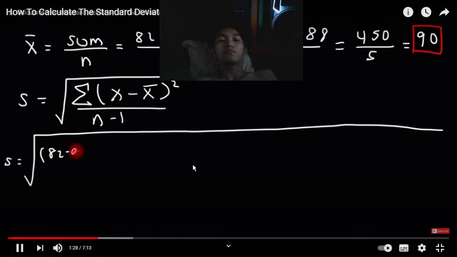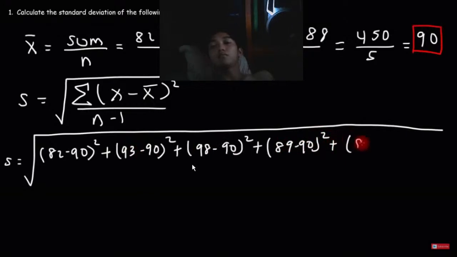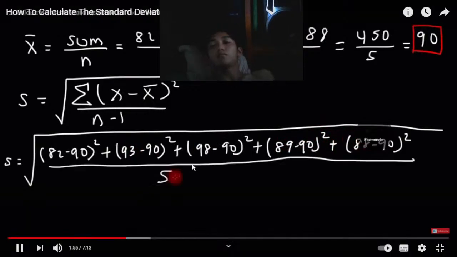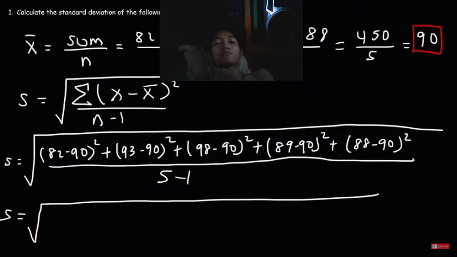So the mean is 90. n minus 1 is going to be 5 minus 1, or 4. Now let's do this one step at a time.